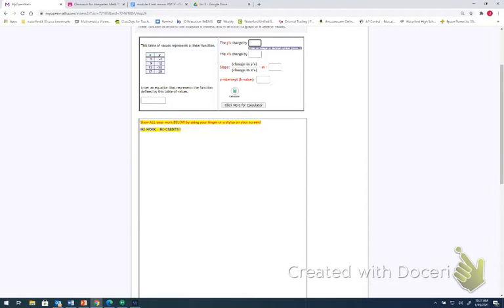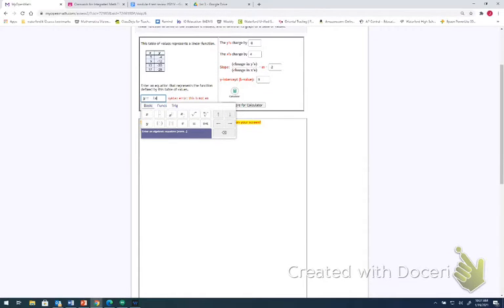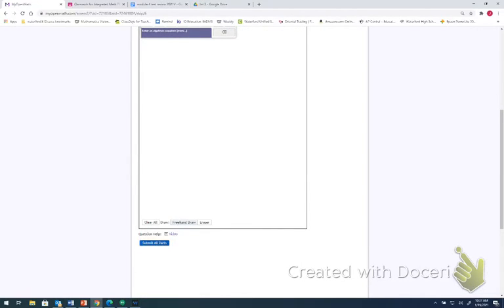So the y's went down 8. The x's went right 4. Negative 8 divided by 4 is negative 2. The y-intercept was 6. So my equation is y equals negative 2x plus 6. Oh, I typed the wrong number there, didn't I? Negative 2x plus 6. And then I submit.